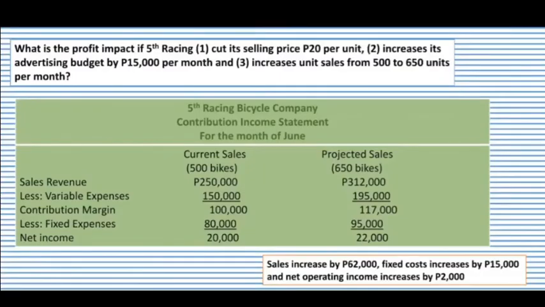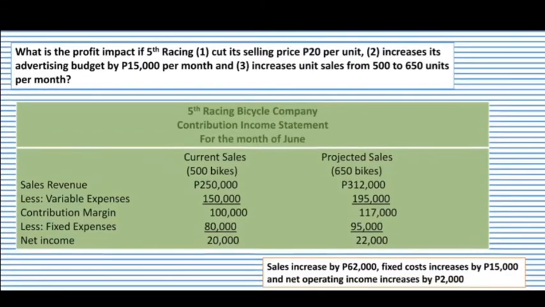The next problem is, what is the profit impact if Fifth Racing first cuts its selling price by 20 per unit, second increases its advertising budget by 15,000 per month, and third increases unit sales from 500 to 650 units per month?